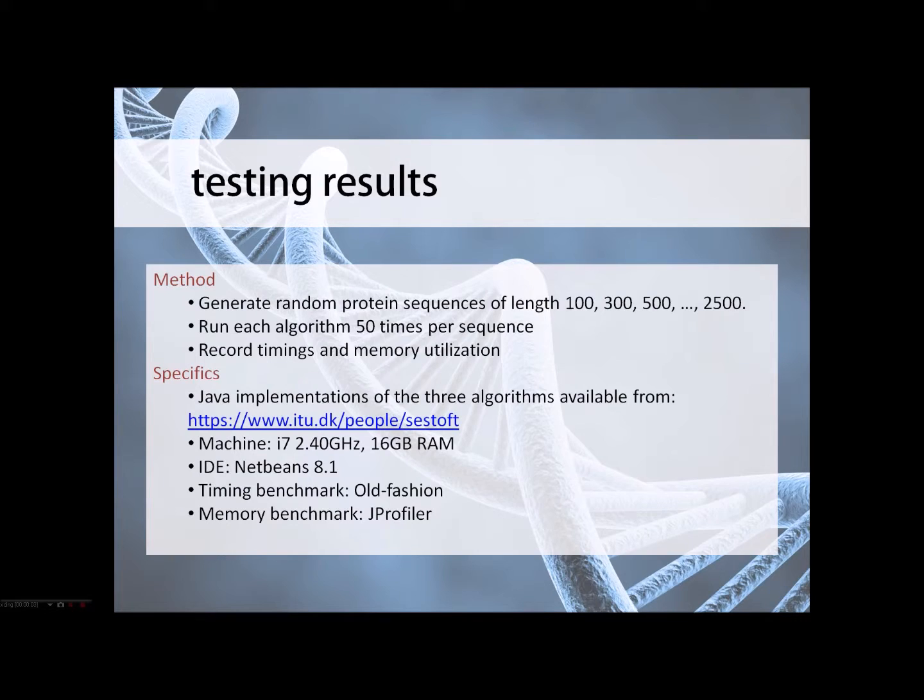Okay, so we finally get to the testing portion of my project. To test the 3 algorithms, I generated random protein sequences of length 100, 300, 500, and so on, incrementing by 200 up to 2500 residues. Each algorithm was run 50 times for each sequence length, and the timings and memory utilization were recorded. In particular, I'm interested in finding how the Hirschberg algorithm compares to the other 2 algorithms when concerning space usage, since that is the major draw of the algorithm.